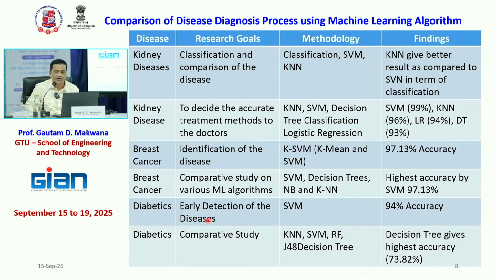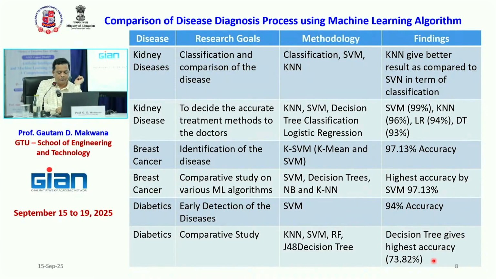Diabetes: early detection of the disease using SVM. And another diabetes study is a comparative study with different algorithms: KNN, SVM, RF, and decision tree. Here the decision tree gives the highest accuracy.